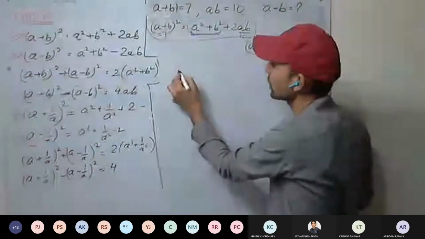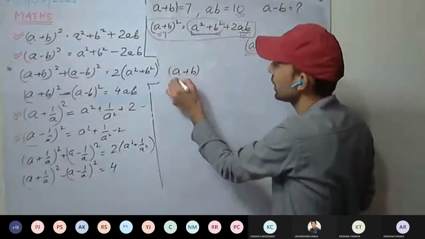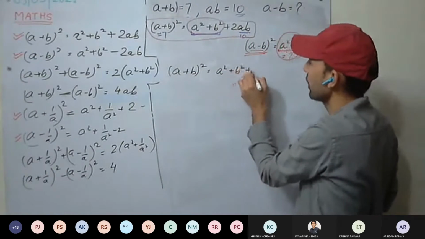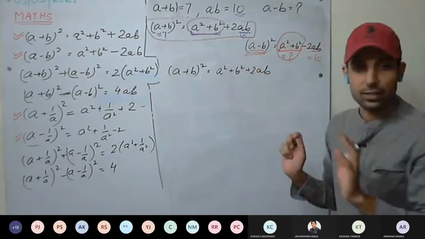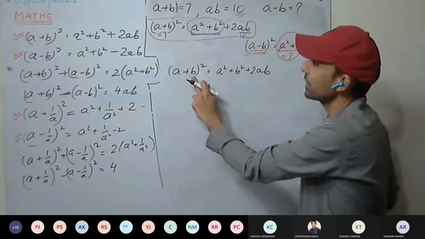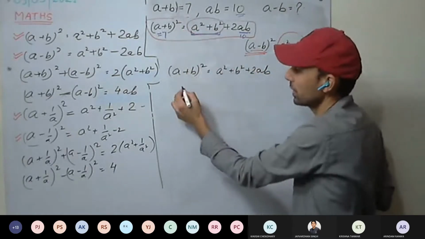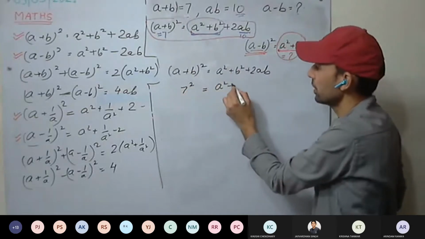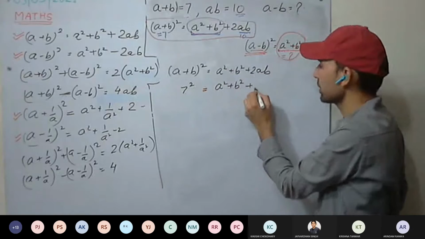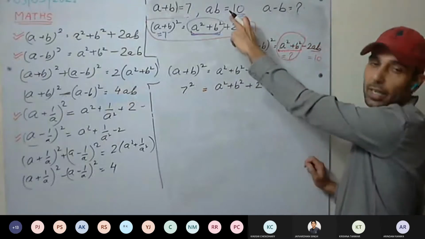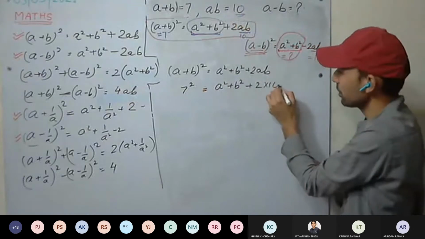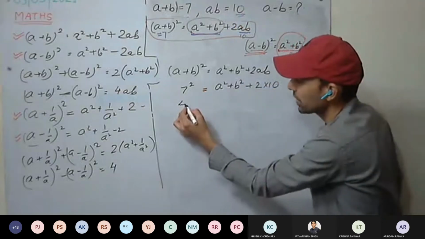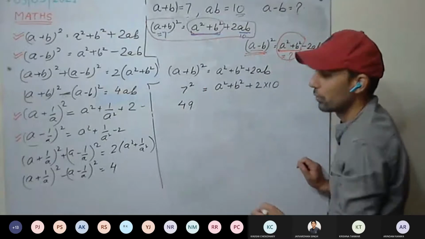How are we going to calculate? It is given A plus B, this is the identity: (A plus B) the whole square equals A square plus B square plus 2AB. We'll write this one. A plus B is how much? It is given in the question, 7. So 7 square equals A square plus B square plus 2AB. AB is how much? 10. Understood this one? Anyone have doubt here? 7 square is how much? 49.